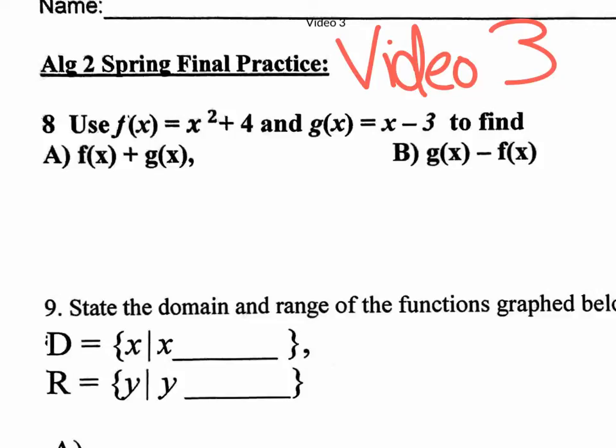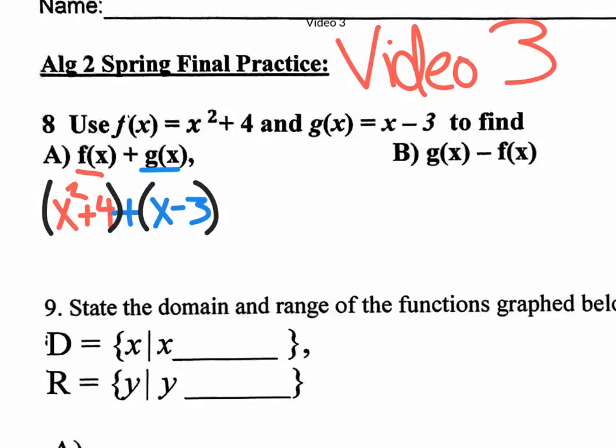So f of x, let's write it in red. That's going to be x squared plus 4. Let's write the g of x in blue. That's going to be x minus 3, and they want us to add them together. It's important to put them in parentheses, but right here it's not really necessary because of the plus sign. It's not going to change anything. The plus sign is just combining like terms.